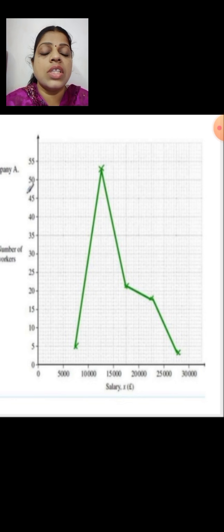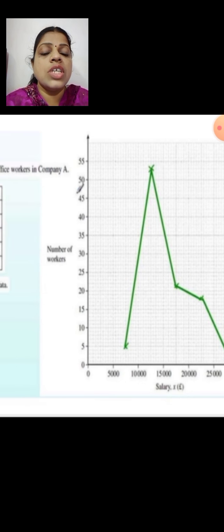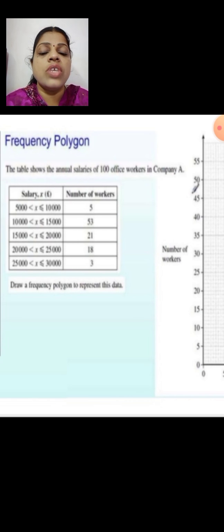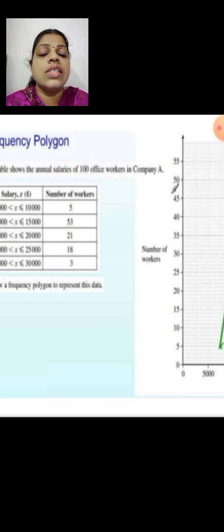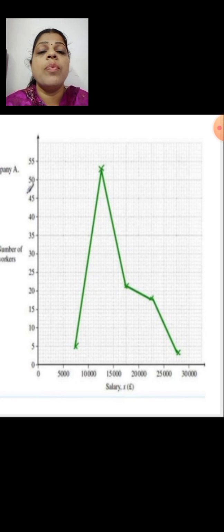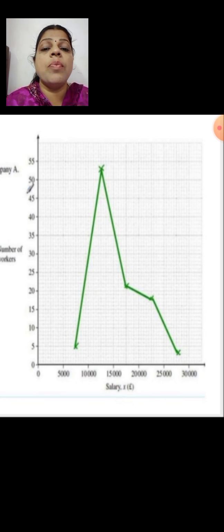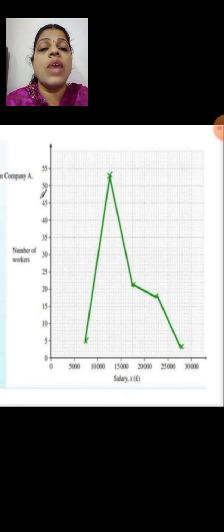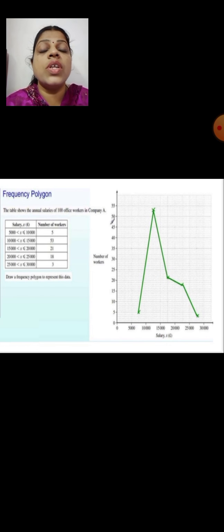Between 15 and 20,000, between 20 and 25,000, and between 25,000 and 30,000, how many workers are there? According to those class intervals, the corresponding frequencies are plotted. And if we join all the points of the frequencies using straight lines, we'll be able to draw the frequency polygon. So this is the graphical representation of the frequency polygon. Children, I hope the graphical representation of the frequency polygon is clear for you.